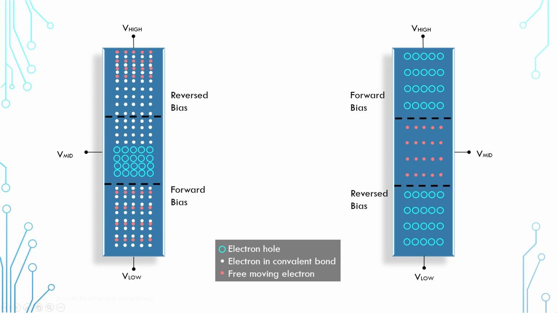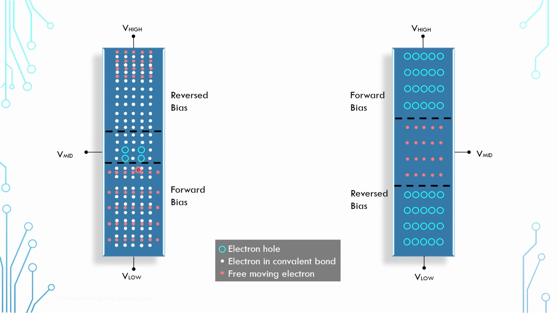And this is where the design of the transistor gets interesting. First, we can narrow the middle region. This reduces the travel distance of the red electrons and also the probability of them combining with electron holes. Second, we can make the middle region lightly doped, and therefore there would be fewer electron holes there. And third, we can make this N region more heavily doped so that there are more free moving electrons.